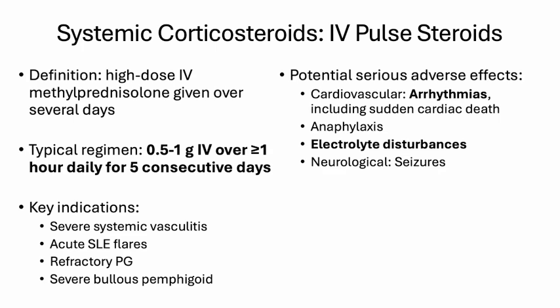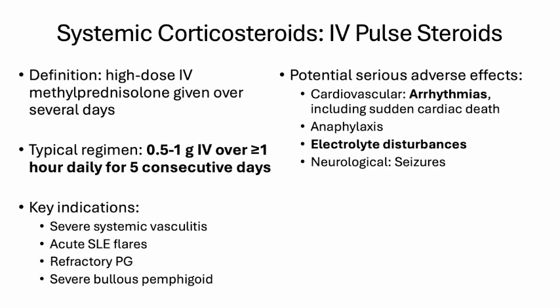This intensive approach is reserved for particularly severe or refractory cases, and some key indications for pulse therapy include severe systemic vasculitis, acute flares of systemic lupus erythematosus, refractory pyoderma gangrenosum, and severe bullous pemphigoid. These are all conditions where rapid and potent immunosuppression is crucial.